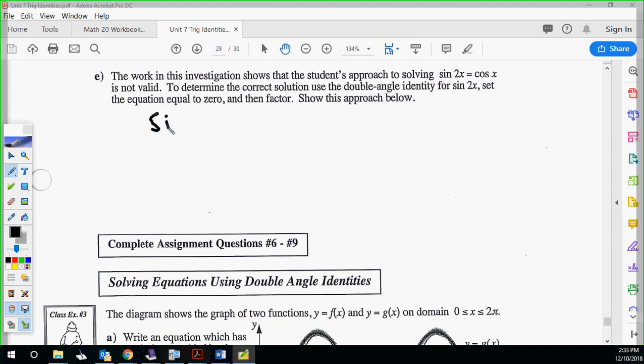Correct me if I'm wrong, but I'm pretty sure it's, what is it? Oh no, it's 2 sine x cosine x, right? Is that what we're writing? Yeah. And you're going to like this, Natalie, because this is what you were saying.